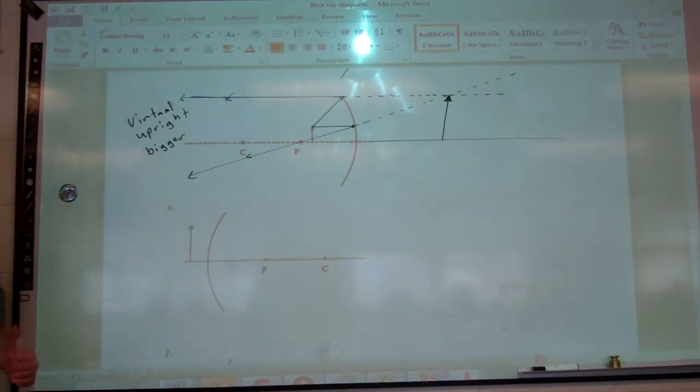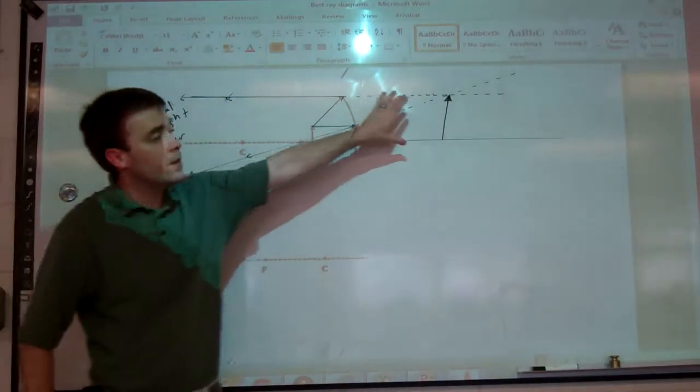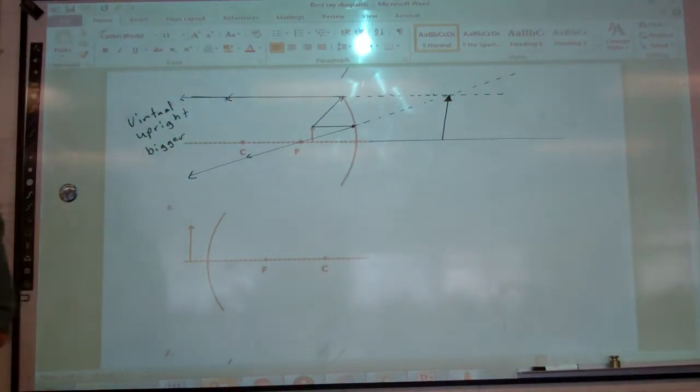How did you know it was upright? Because the arrow is pointing the same direction for both. So this arrow is pointing up, this arrow is pointing up. In the previous ones, the first arrow has been pointing up, and the arrow we drew has been pointing down.